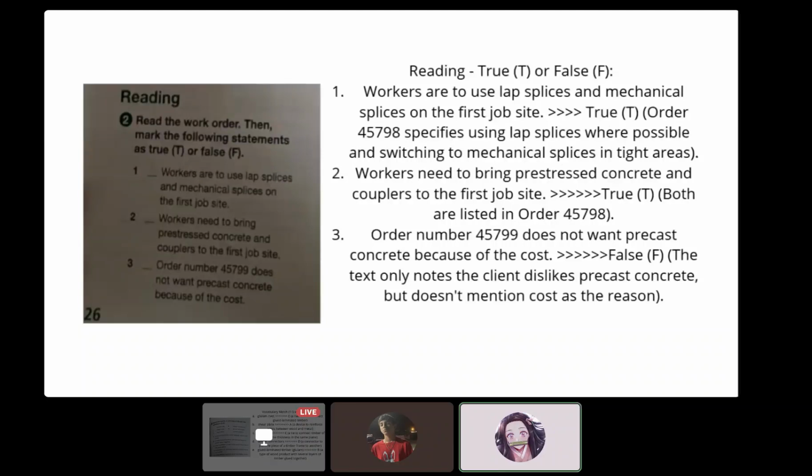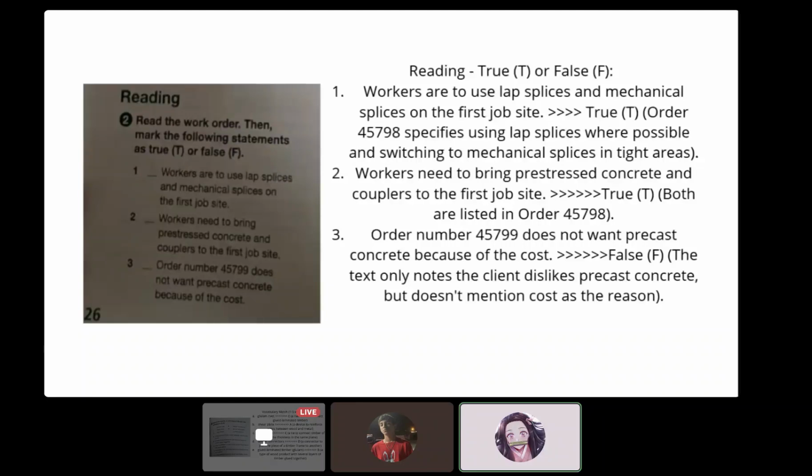Second activity is reading. Read the work order, then mark the following statements as true or false. The first statement is workers are used to lap the splices and mechanical splices on the first job site. So it's true. Second statement, workers need to bring precast concrete and couplers to the first job site.